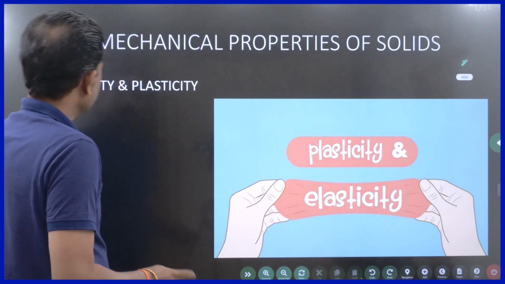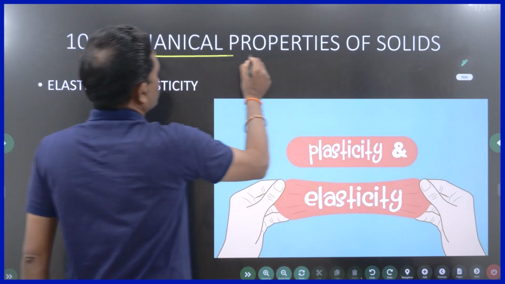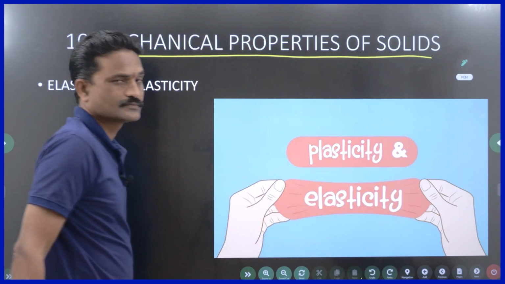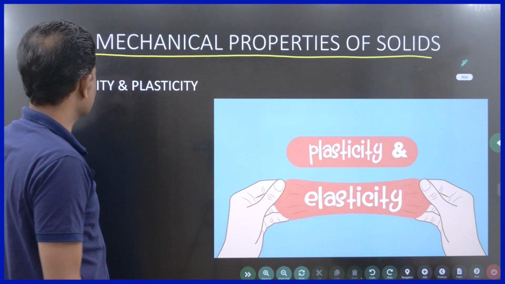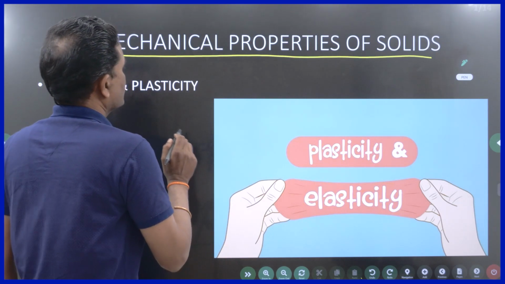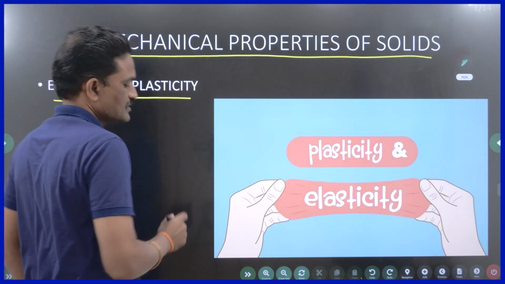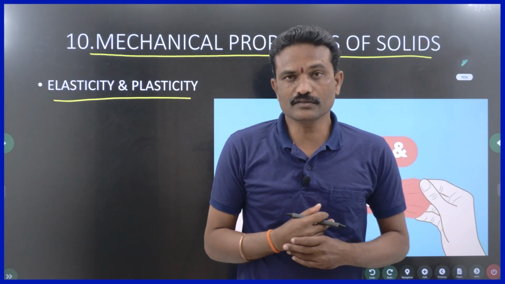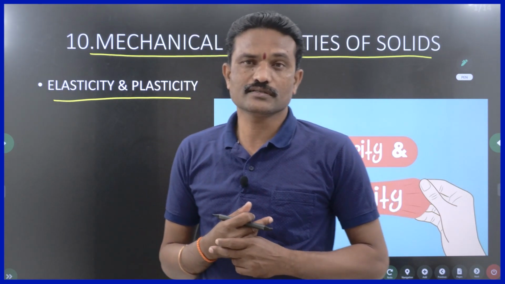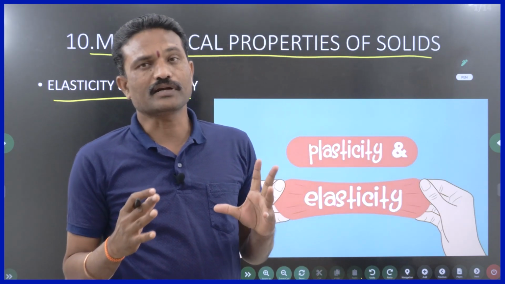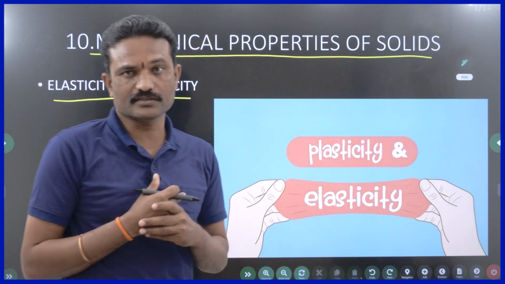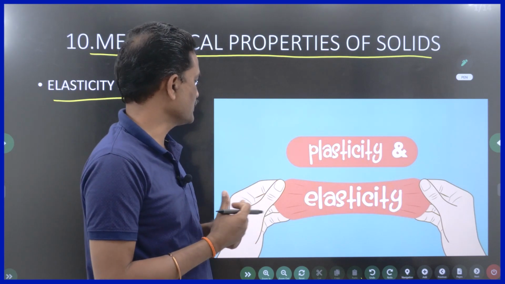So the name of the chapter is Mechanical Properties of Solids. In this, we discuss only 2 things. One is elasticity and plasticity. So antonym of elasticity is plasticity and the other way around. So what is the difference between the property called elasticity and plasticity? I will try to explain.